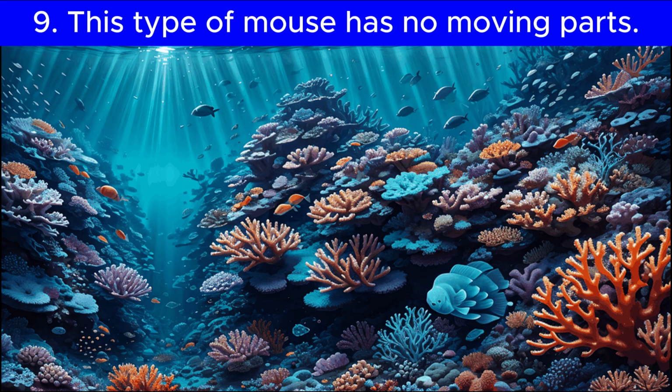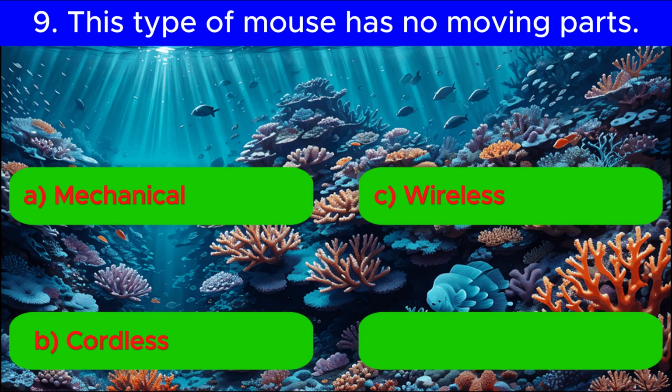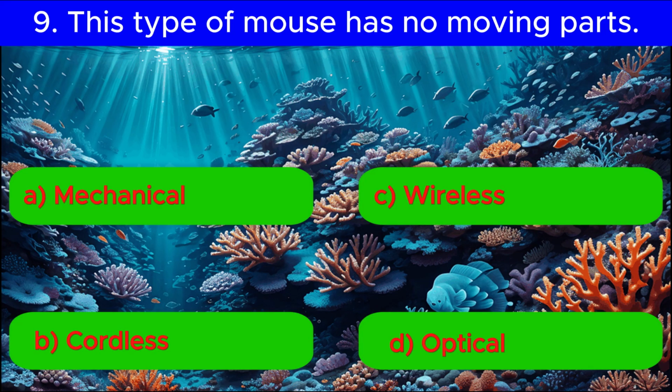9. This type of mouse has no moving parts. A. Mechanical. B. Cordless. C. Wireless. D. Optical. And the correct answer is D. Optical.